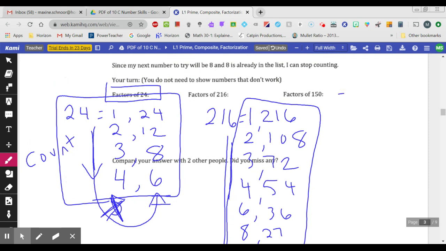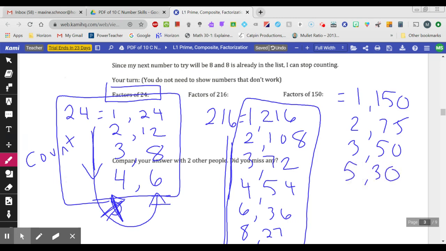Okay, so 150. So again, 1 and 150. Okay, and now we're going to count. 2 goes into 150 75 times. 3 goes in 50 times. Does 4 go in? Nope, 4 goes in 37.5 times, so 4 does not go in. Does 5 go in? Yep. 5 goes in 30 times. Does 6 go in? Yep, 6 goes in 25 times.